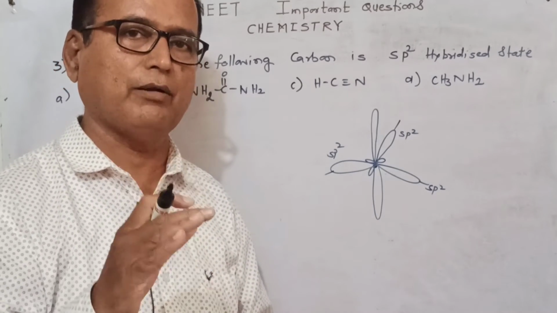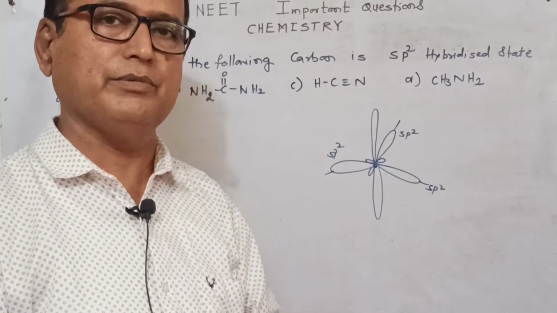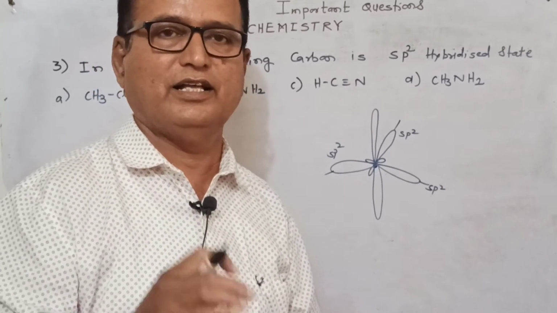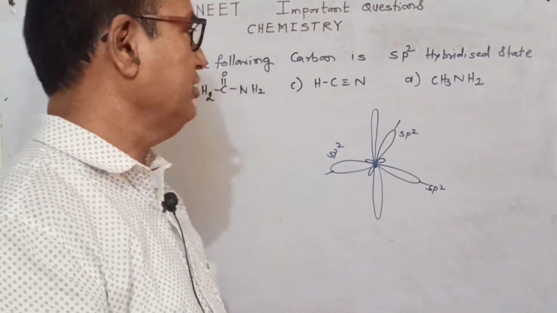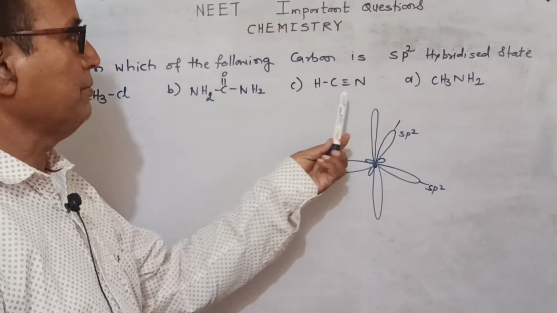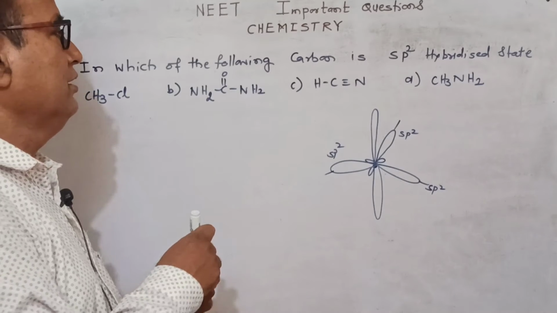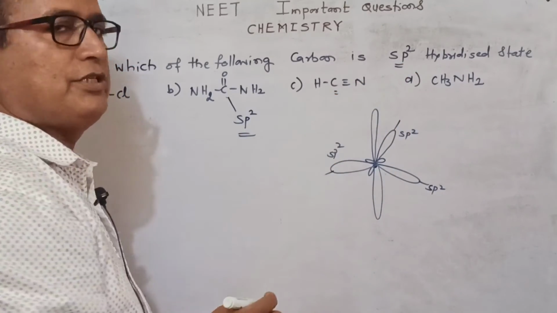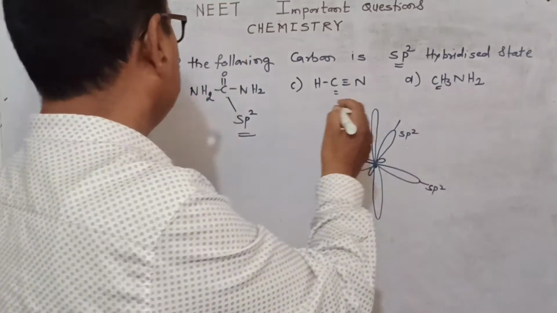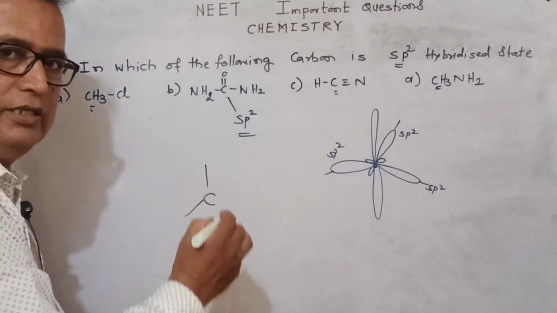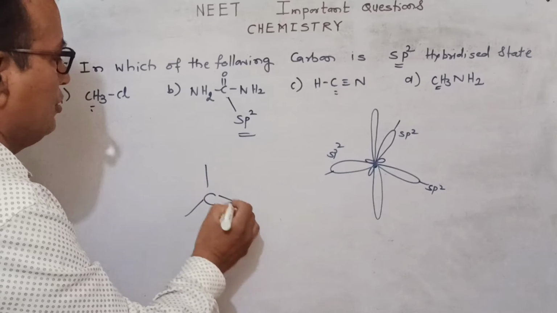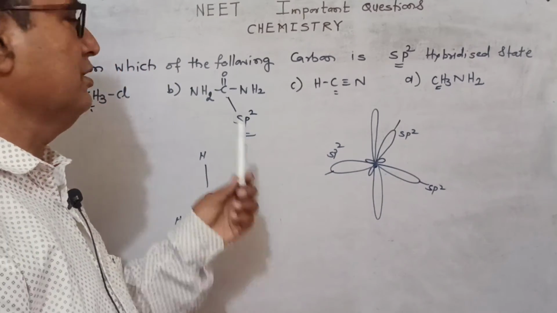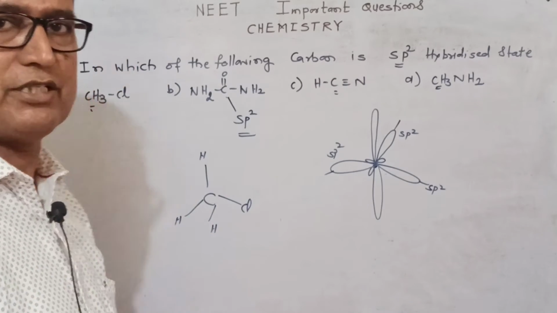By sidewise overlapping, pi bond is formed. Means, in short, in organic chemistry, double bonded carbon is sp2 hybridized, triple bonded carbon is sp hybridized, and single bonded carbon is sp3 hybridized. Here this double bonded carbon indicates that this carbon is sp2 hybridized, and this carbon which is triple bonded is sp hybridized, and this carbon which is single bonded. Single bonded carbon means here in this carbon 4 bonds are directed towards 4 corners of a regular tetrahedron. This type of hybridization is sp3 hybridization. So answer is B. Going towards next question.